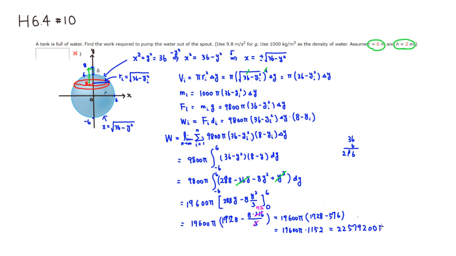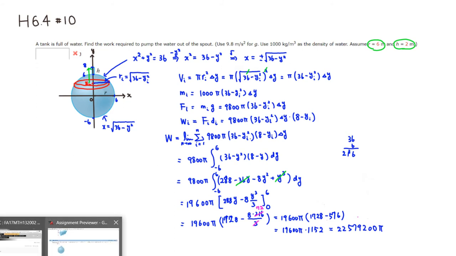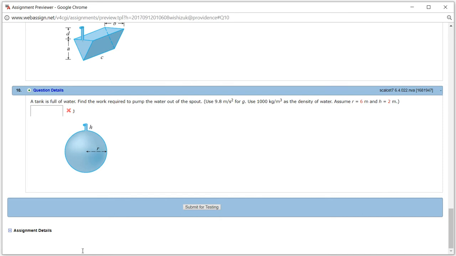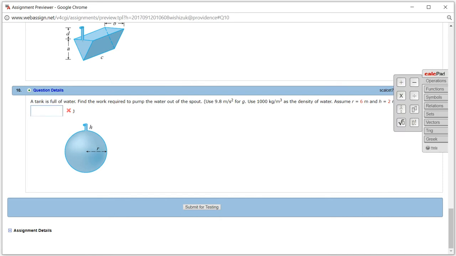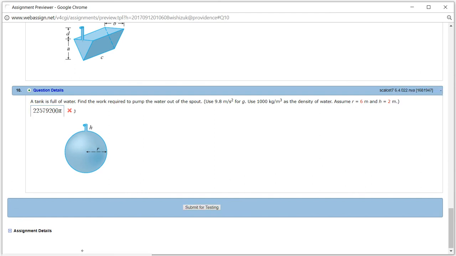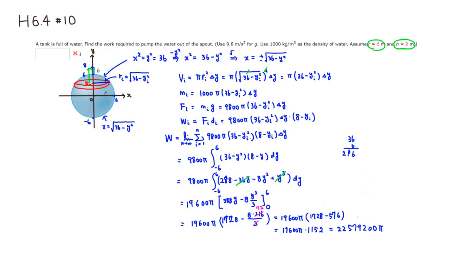All right, and pi. So let's type it in: 22,579,200 pi. All right, so let's submit for testing. It came back, and it's a terrible number, but it came out correctly. All right, that's it. I hope that this was clear.